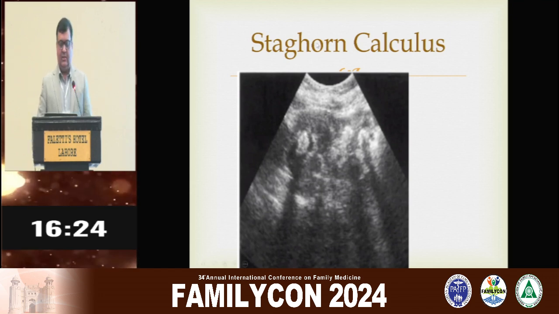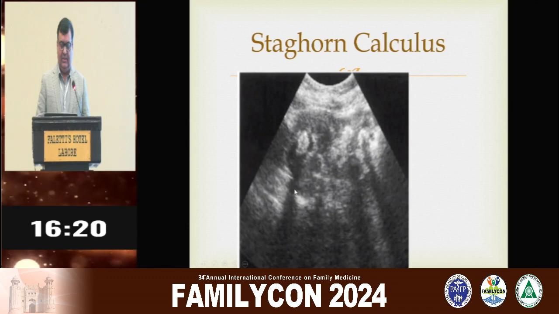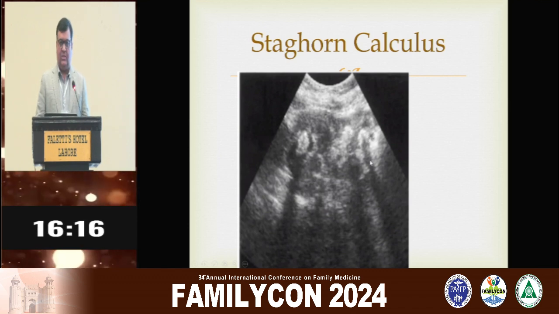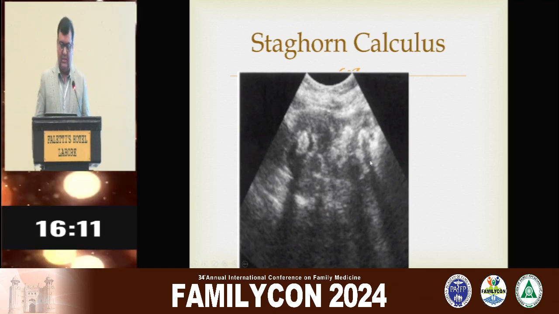This is another example of Staghorn calculus. You can see stone here, and then is the shadowing here. You can see stone here, then is the shadowing here, so it's covering all the calyces. So it's a Staghorn calculus on ultrasound.